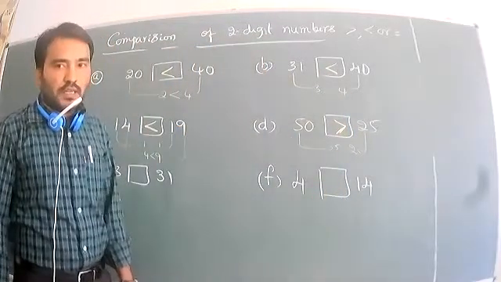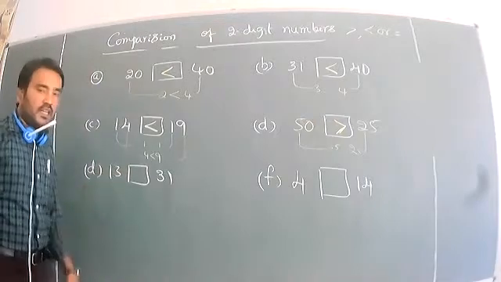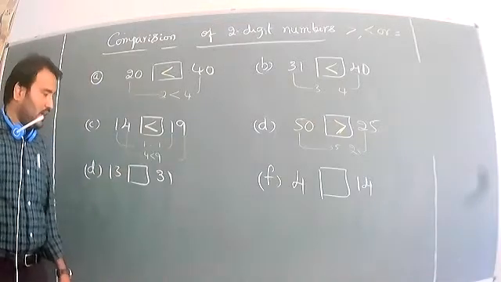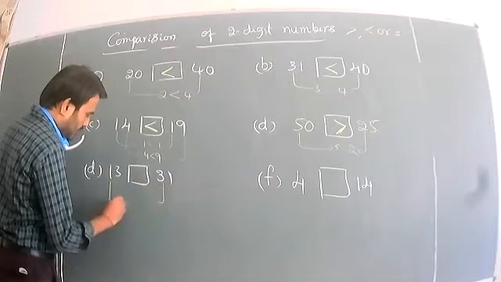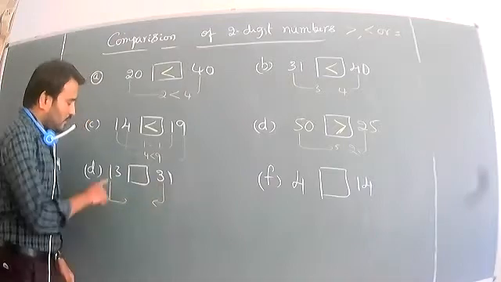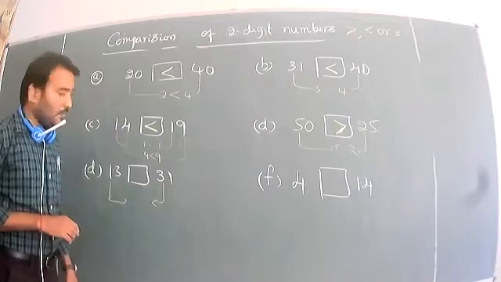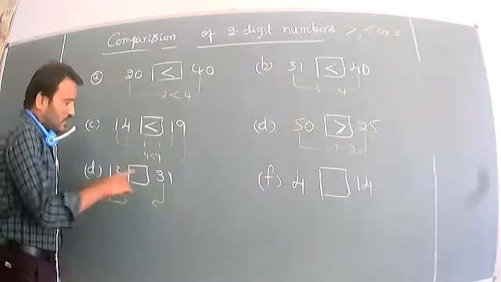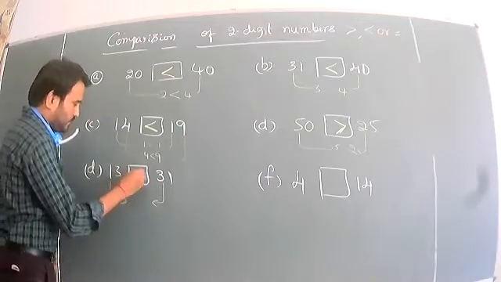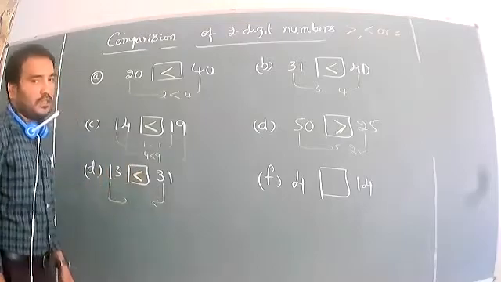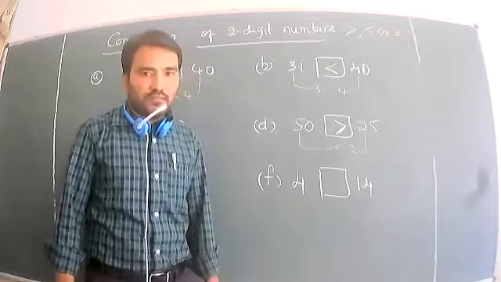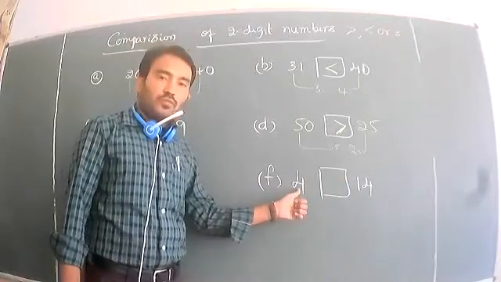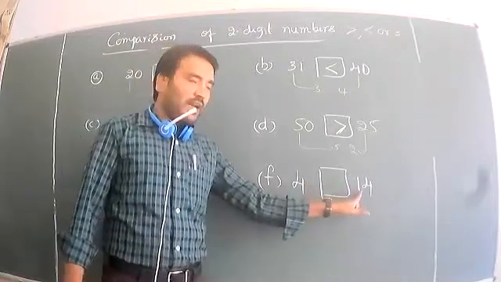Now 13 and 31. Compare the first digit of both the values. Compare 1 and 3. Which one is greater? 1 is smaller, 3 is greater. Next, 4 and 14. Which one is greater? Here 4, here 1.